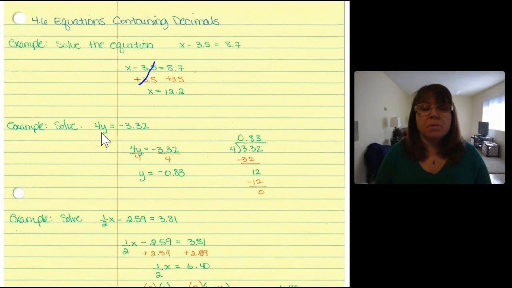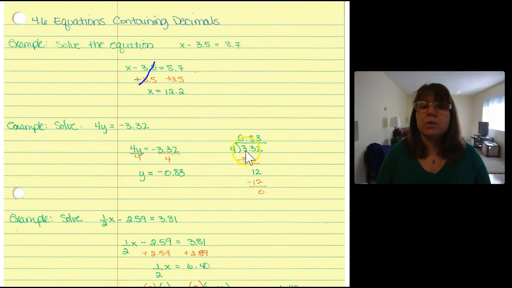4 times y, so 4y equals negative 3.32. Again, if this was all whole numbers, I would just divide by 4. So let's go ahead and divide each side by 4. Now off to the side, I know my solution is going to be negative because I only have one negative. And I go off to the side and I do my division.